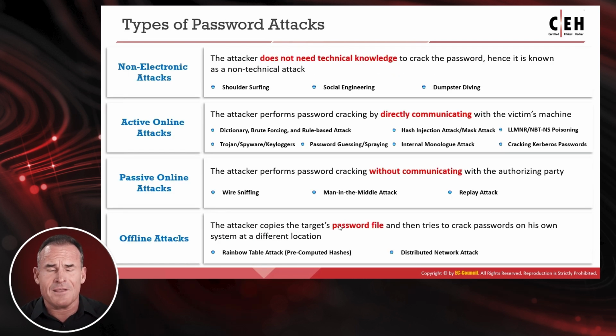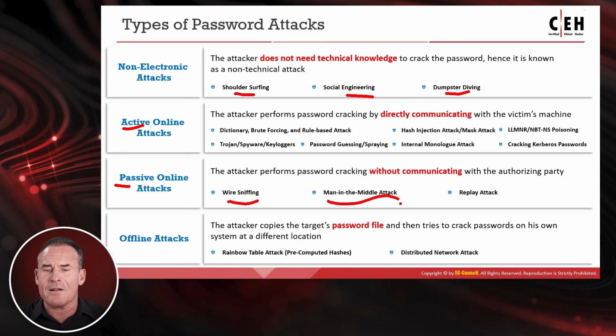So password cracking is going to fall into non-electronic and electronic varieties: shoulder surfing, social engineering, and dumpster diving. We actually talked about these in our second module, right? Footprint and reconnaissance. Active online attacks, remember that active means I engage the target system actively. Dictionary, brute forcing, rule-based, hash injection, a bunch of different examples of that. Passive online means that I'm sniffing the password exchange, and I just did that. I didn't do anything active, but I sat back and took in the password challenge handshake. I used wire sniffing for that.